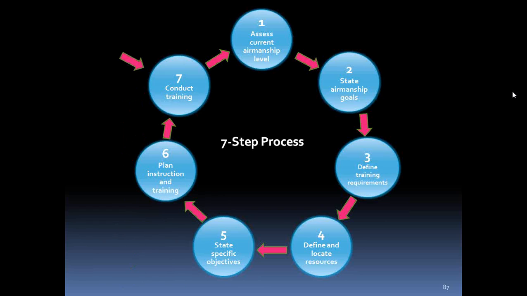Then you're going to conduct the training on your own and with the instructor. Then you're going to assess your new airmanship level. And if it's where you wanted it to be, you reached your goals, great. Now you design a new airmanship development plan that takes you to higher goals. If you didn't reach your goals, your plan then is to figure out what you did wrong and then make up a new plan that'll get you to those goals. So it sounds complicated, but it's really very simple. And like anything else in flying, once you do it a few times, it's a piece of cake.